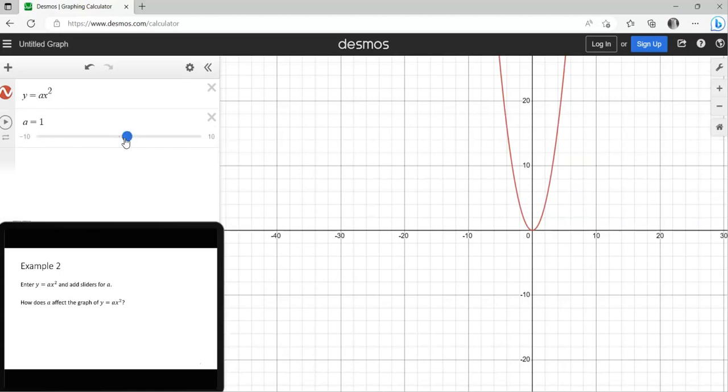So what does a do? Well, if I make a larger, so if I slide to the right, you can see that this graph becomes more and more narrow. And if I shift to the left, it becomes wider and wider to a point where if I hit a equals 0, it's a horizontal line. And if I keep going negative, it's now below the x-axis. It's opening downwards, an upside down U. So the a basically tells you whether you're above or below and how wide. So that's the effect of the a here.